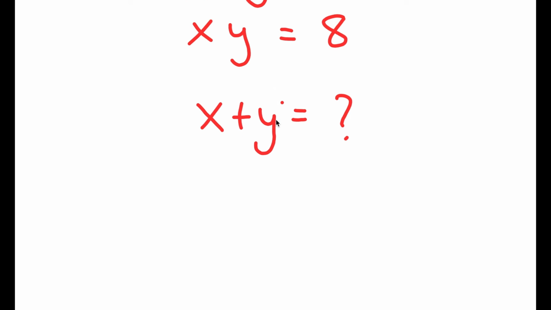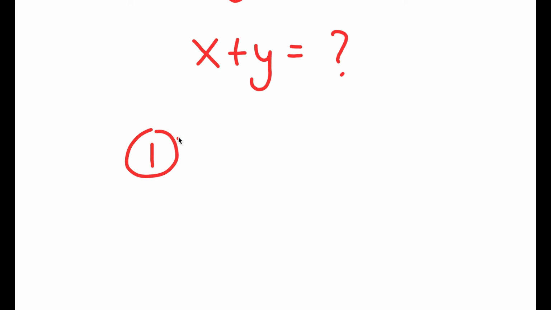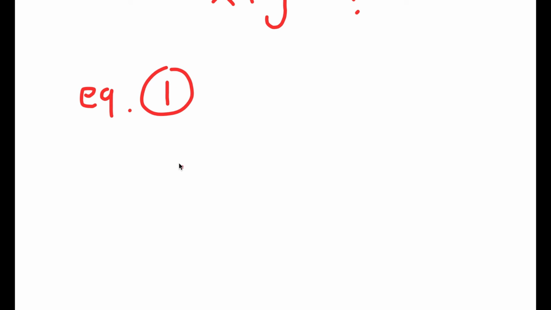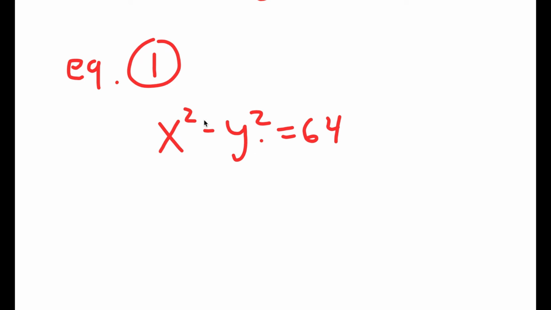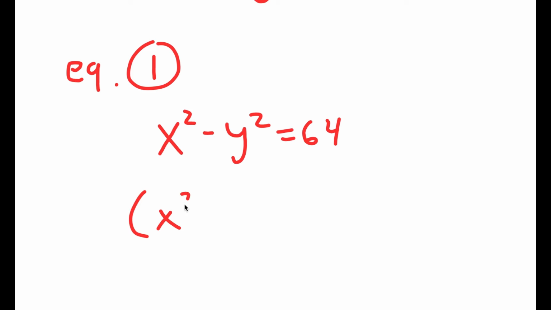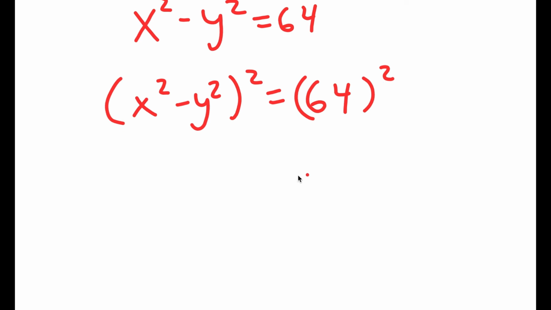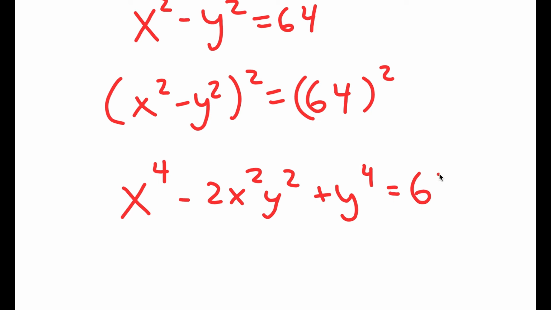So I'm going to first start with my first equation. And what I'm going to do with it, x squared minus y squared is equal to 64, is I'm going to square both sides. So I have (x squared minus y squared) squared is equal to 64 squared. Now this turns into x to the power of 4 minus 2x squared times y squared plus y to the power of 4 is equal to 64 squared.